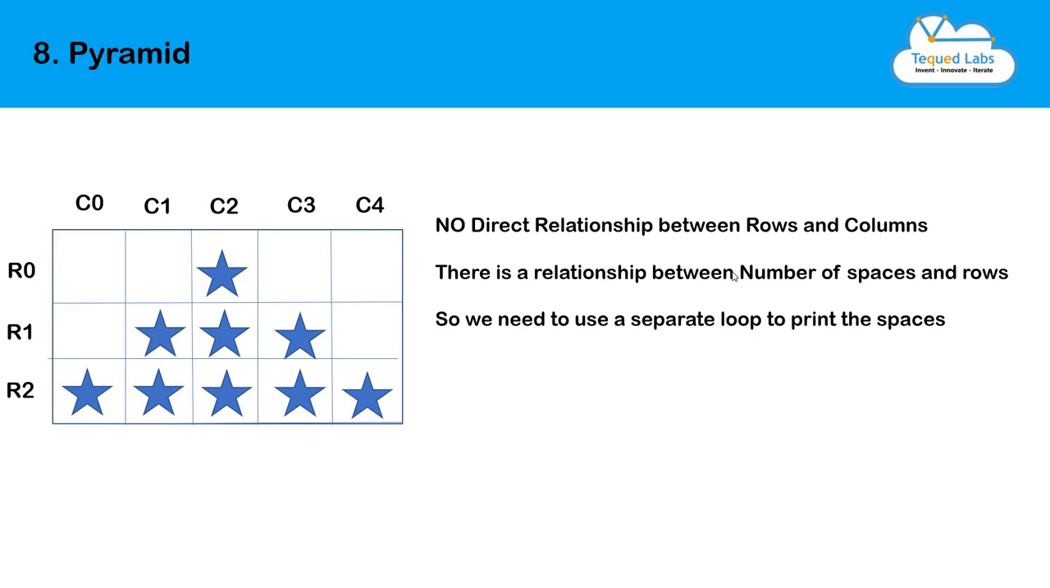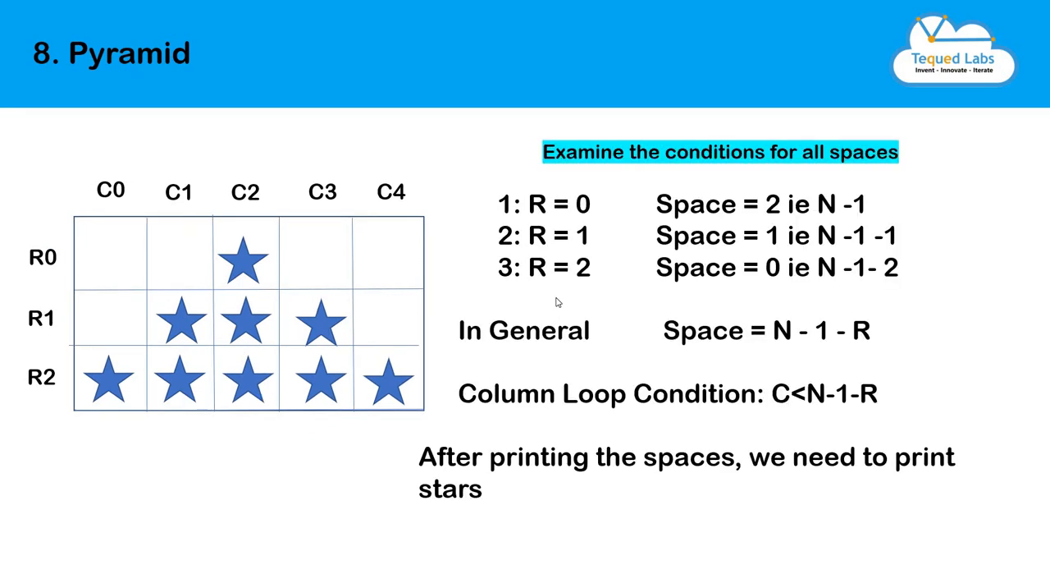So this is the second important observation that we have made here. As you can see, in row 0, there are 2 spaces. In row 1, there is only 1 space. In row 2, there is no space. So let us see how best we can describe the logic for this. When r is equal to 0, number of spaces is 2. We have made a note of this here. When r is equal to 1, the number of spaces is 1. When r is equal to 2, the number of spaces is 0.